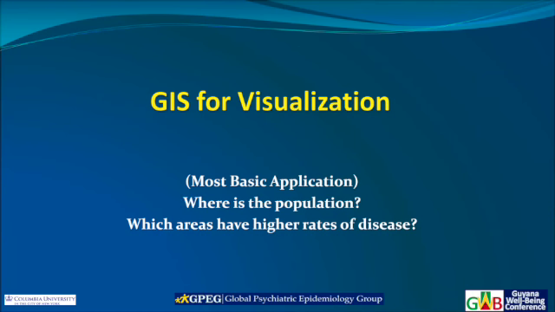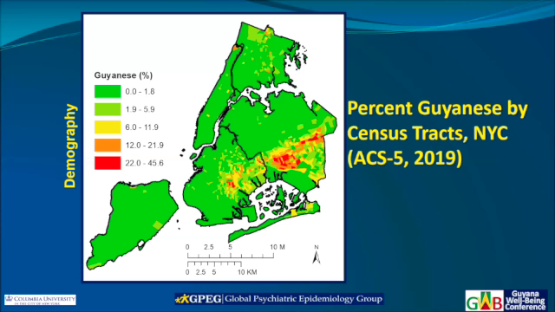GIS for visualization. The most basic thing, where are the populations, which areas have the highest rates of diseases, things of that nature. This is New York City.